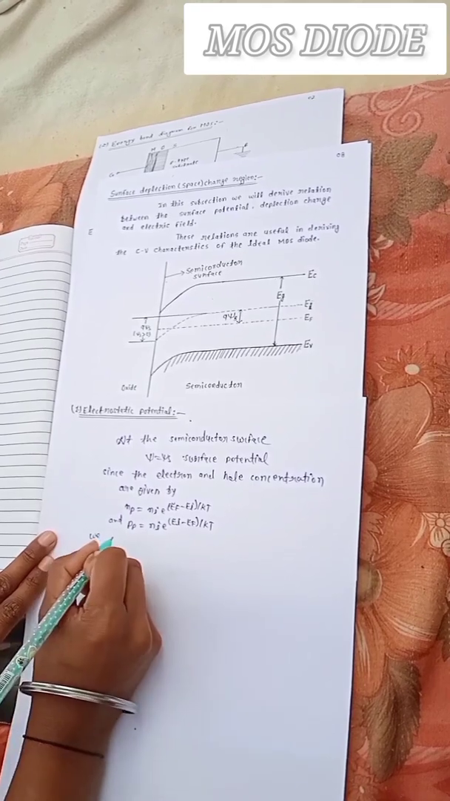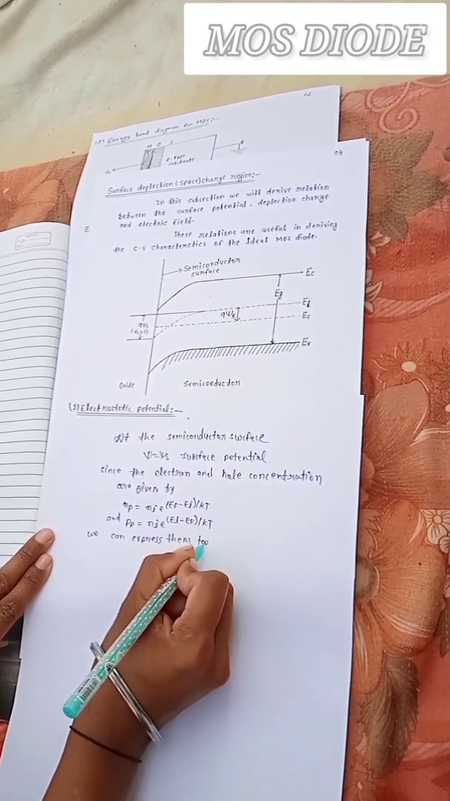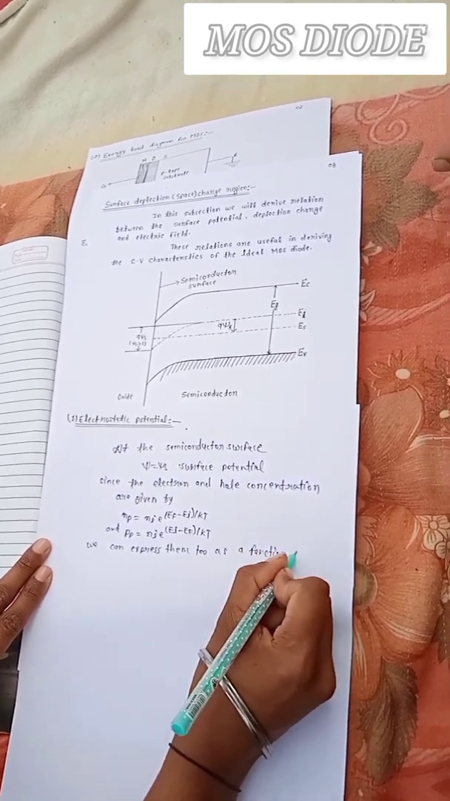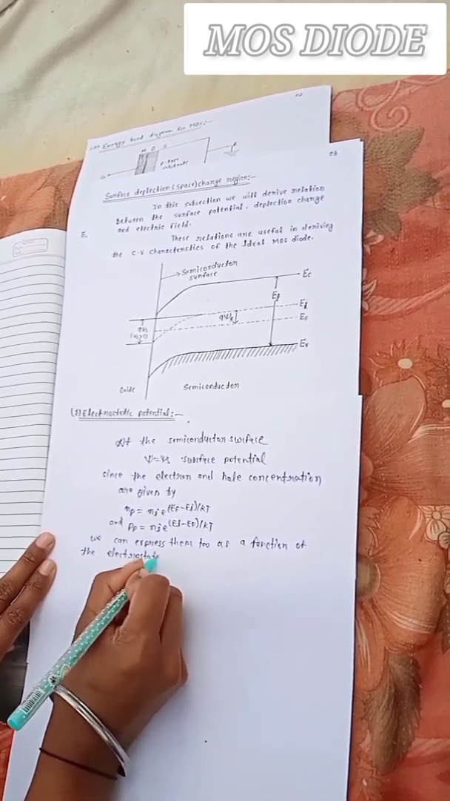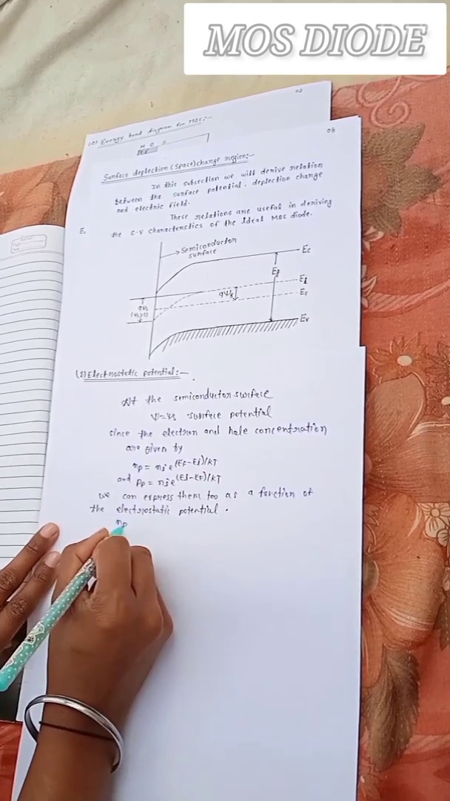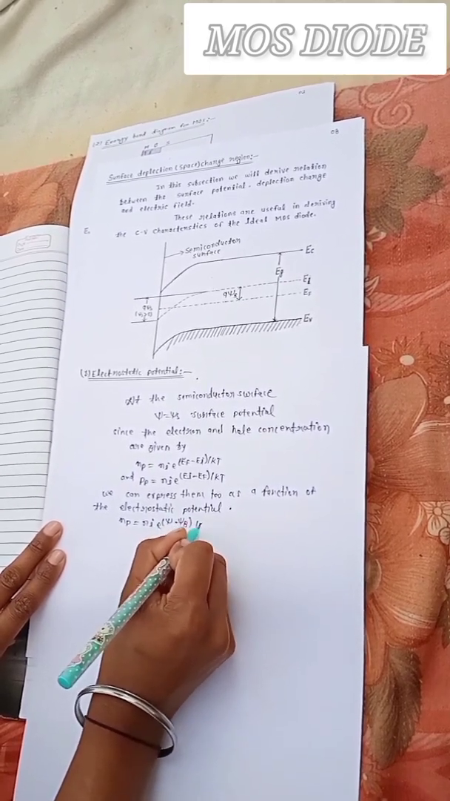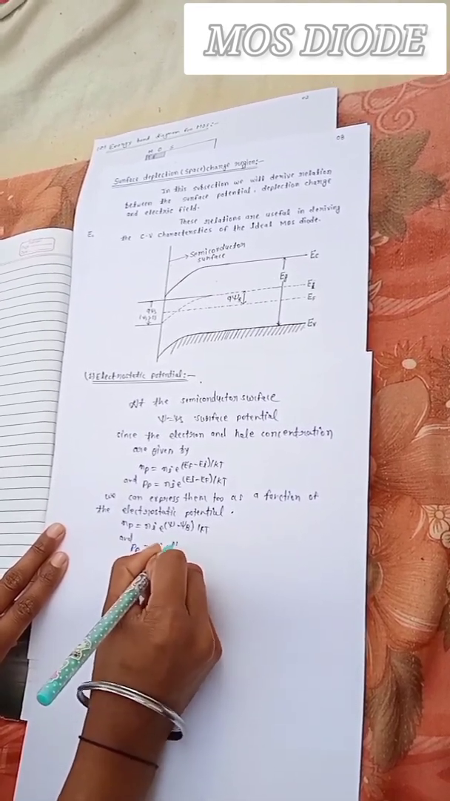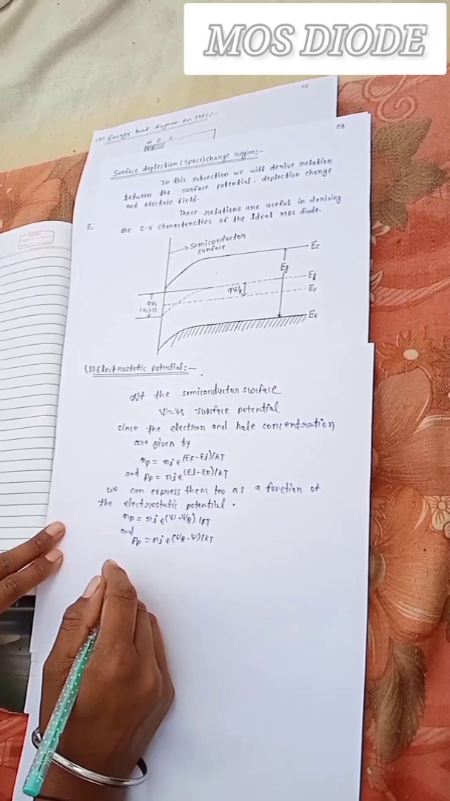we can express them as a function of the electrostatic potential: n is equal to ni times e to the power q(phi minus phi b) upon kT, and p is equal to ni times e to the power q(phi b minus phi) upon kT. This is in terms of the electrostatic potential.